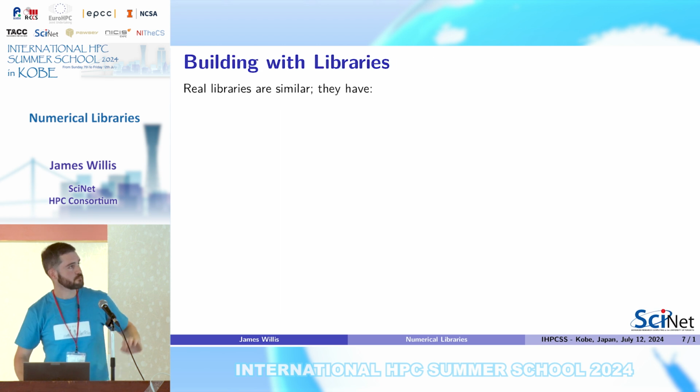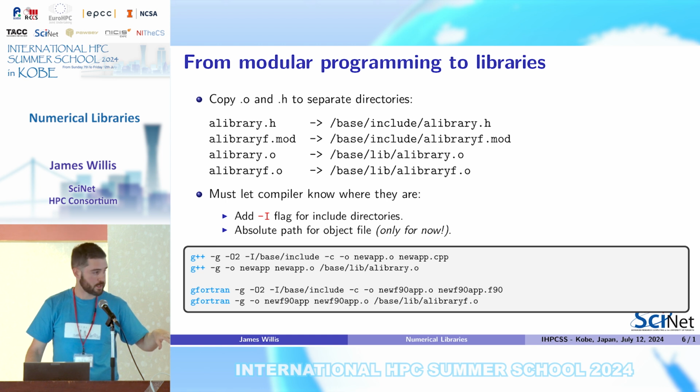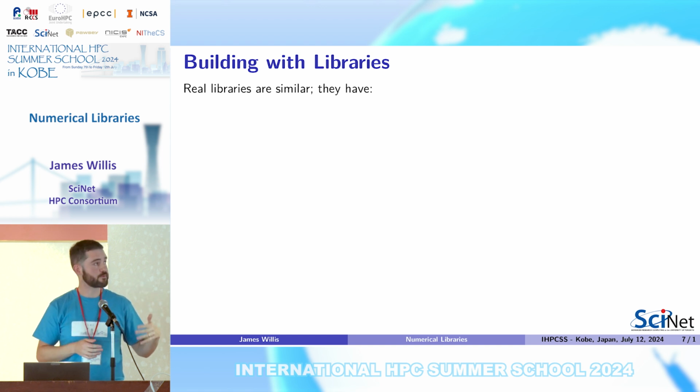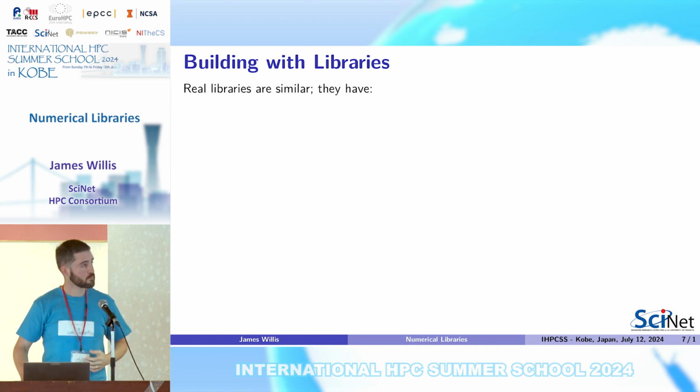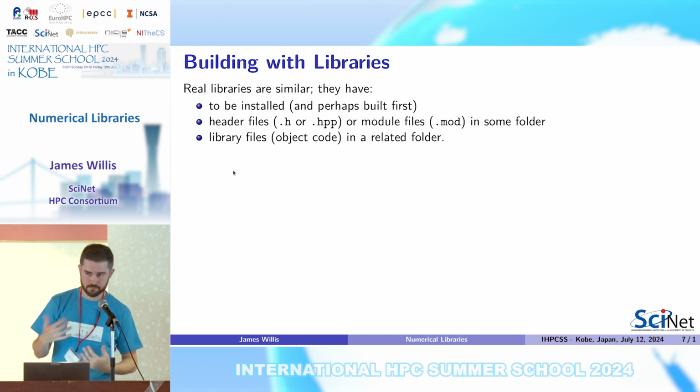Now, that was just a toy example of how we create a basic library and compile it in a program. Real libraries are very similar to this. Again, most of the time they have to be built and installed in a common location, with a distinction between header files for the interface and library files for the actual source code, the object files.